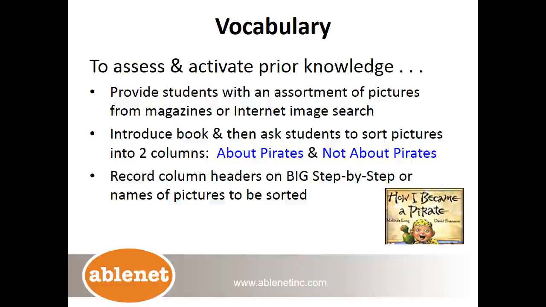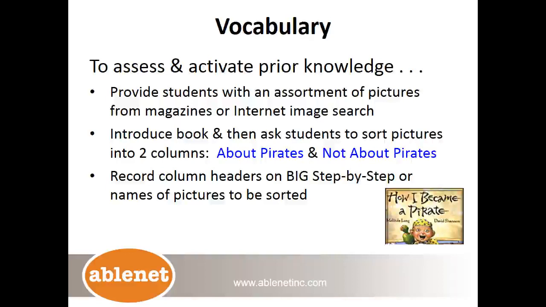As you introduce the book, you're going to ask the students to sort the pictures that they have in front of them into 2 columns. So what is this about? Is it about pirates or not about pirates? So we'd have many examples of pirates and then many examples of not pirates. So I may see a pirate. I may see a gold chest with gold in it, those kind of things. I may see a baseball, right? So I'm going to be sorting them into columns.